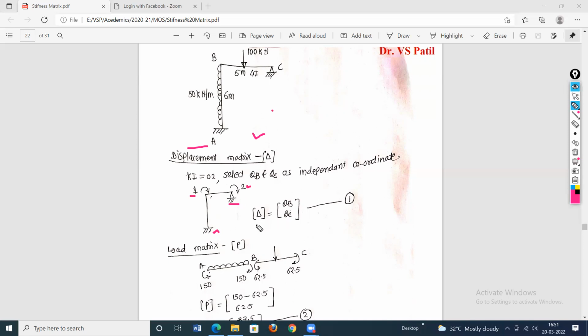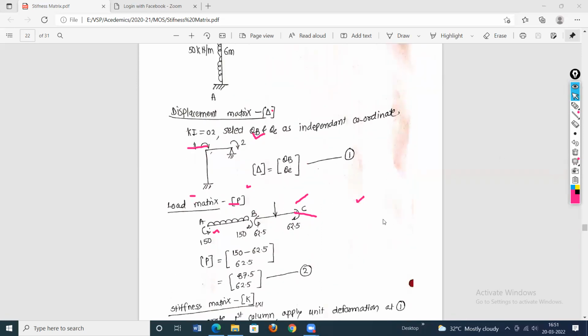Then write the displacement matrix. The displacement matrix will be equal to, this is the first coordinate, the unknown displacement theta B at point B, and this is the second element at coordinate 2, the unknown displacement at point C, that is theta C. Call this equation number 1.